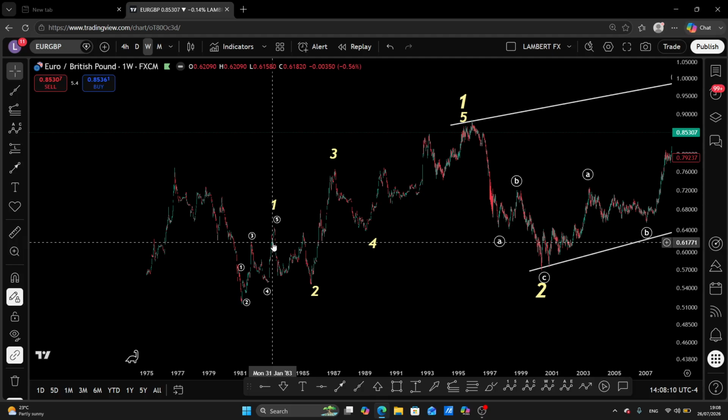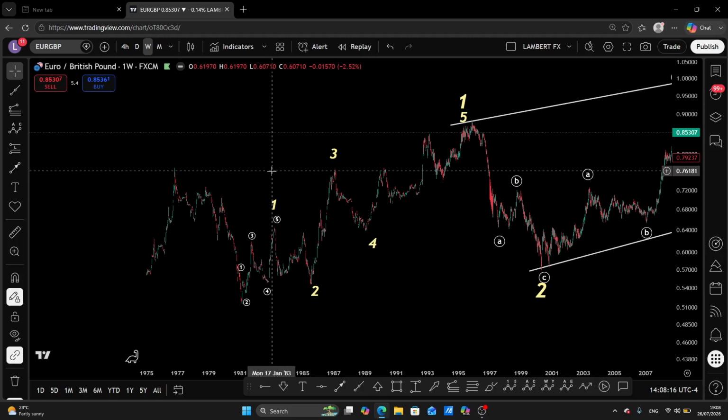Today is Sunday, the 26th of July 2026, and we are looking at the EURGBP on the weekly time frame. I want us to do a quick exercise analyzing this chart using the Elliott Wave principle. I've done the markings, but what I want to show you is how I derived this count.